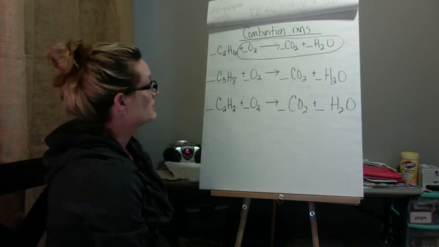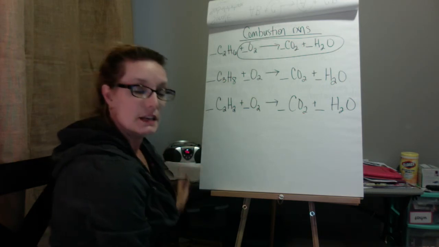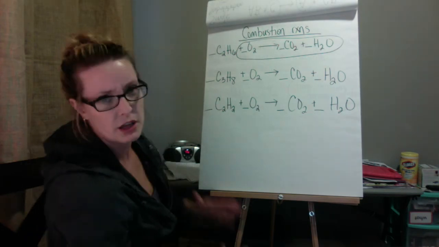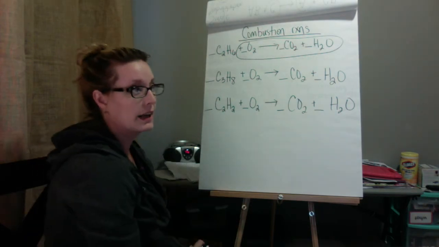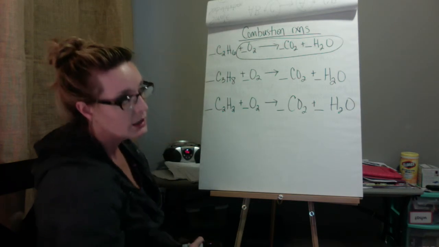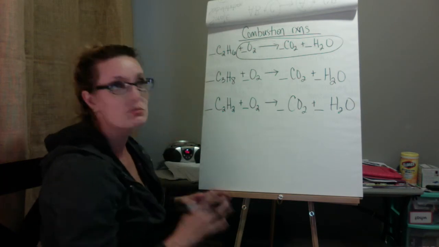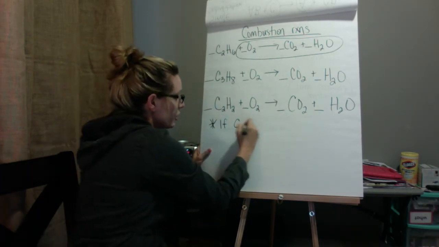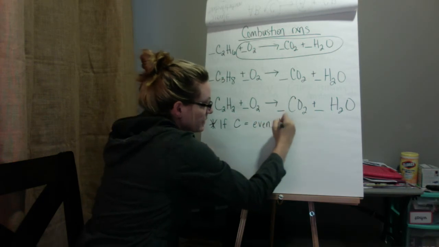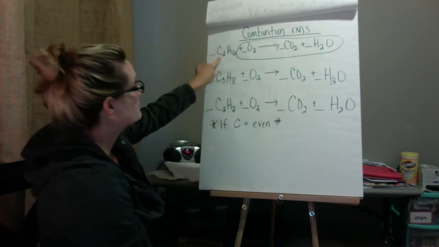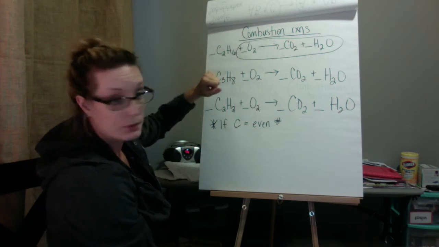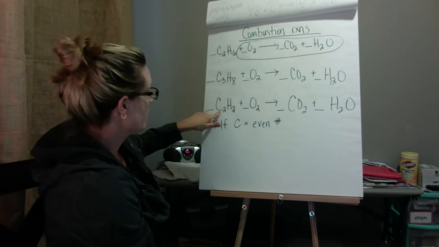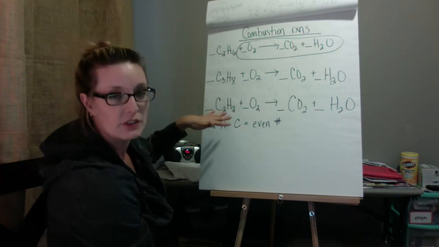So now let's talk about balancing. The hardest thing about balancing combustion reactions is that you end up using pretty big coefficients. Pretty big numbers sometimes have to get used to balance them. It kind of freaks kids out when all of a sudden you need 15 of something, or 20 of something. Those are pretty large numbers in terms of balancing. So here's my helpful hint. Look at how many carbons I have here: 2. That's an even number. How many carbons do I have here? 3. That's an odd number. How many carbons do I have here? 2. That's an even number.